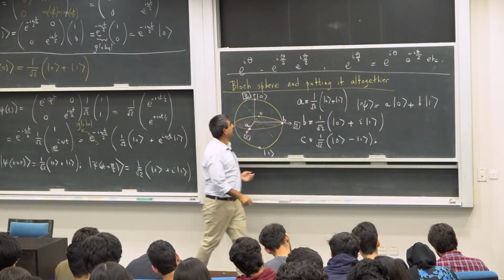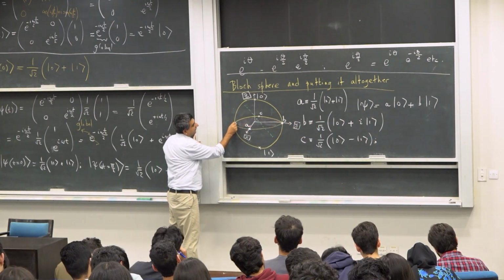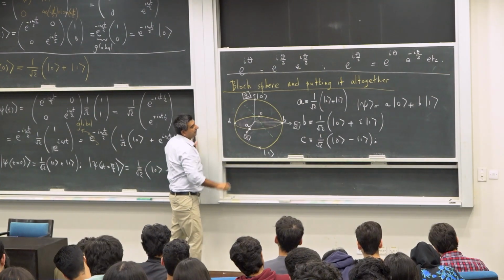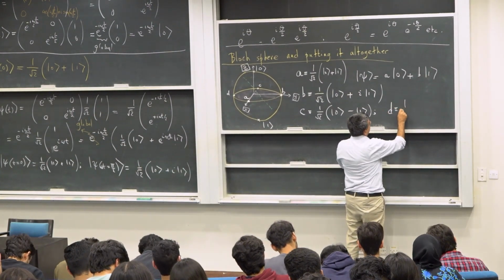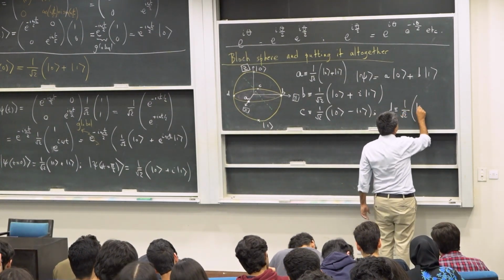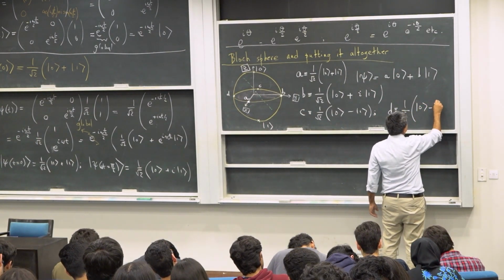Okay. And this point here on the minus y axis, this point D is 1 over under root 2 ket 0 minus iota ket 1.